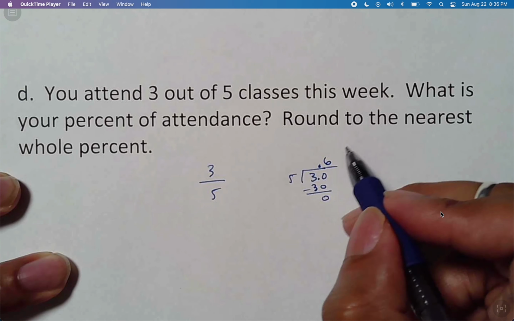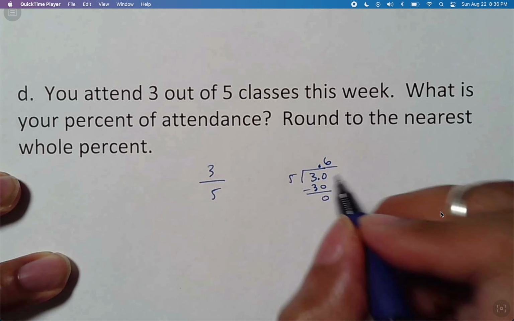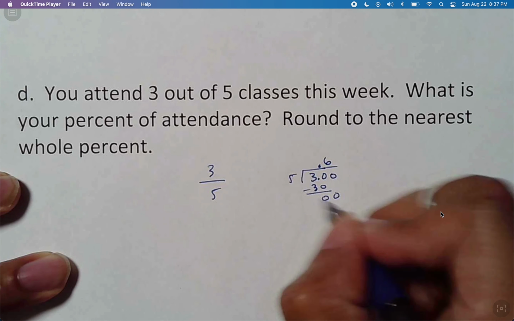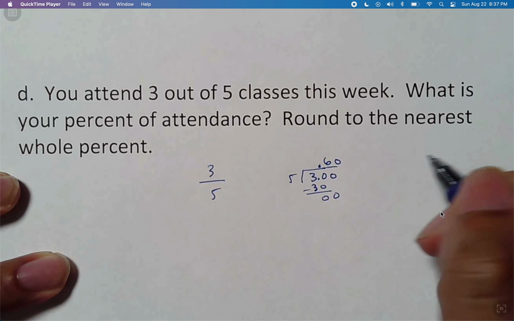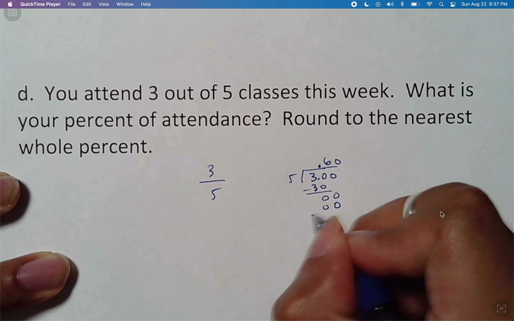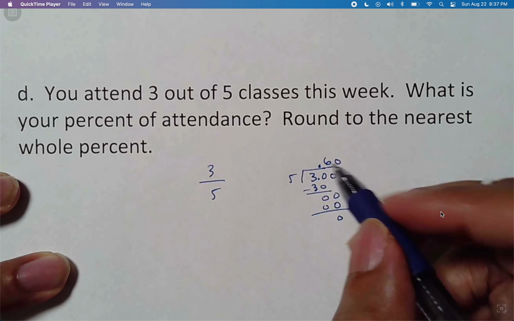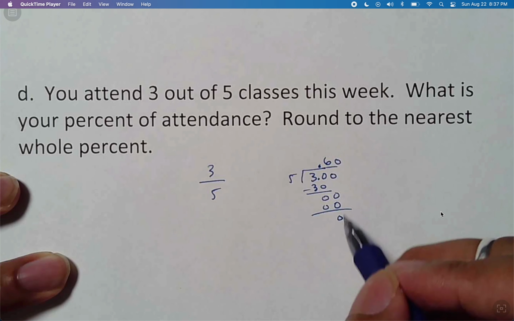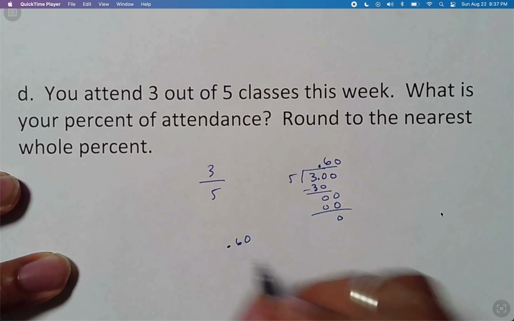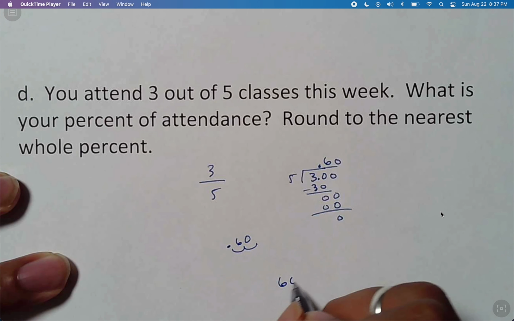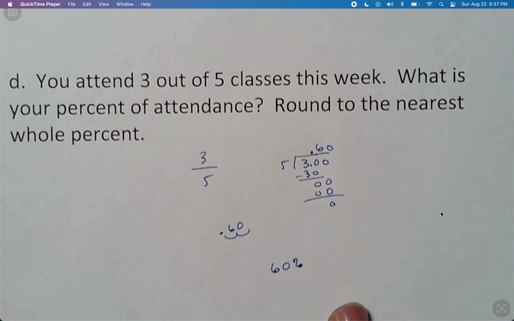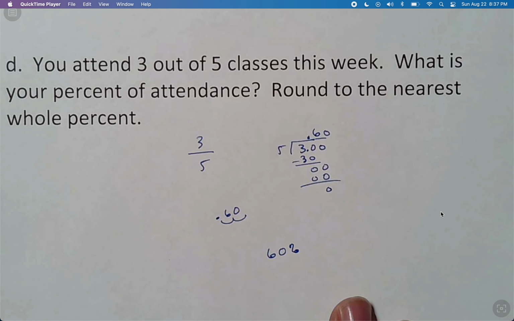Now here's the thing, I need a second number, and because I need a second number, let's go ahead and add that second 0 and bring it down. 5 goes into 0 0 times. 5 does not go into 0, so it'll be 0. Because I don't have anything else left over, I don't need to go anywhere else because it's just 0.60, which, as you know, if I move that 2 spots to the right, is 60%. So your percent of attendance for that question would be 60%.